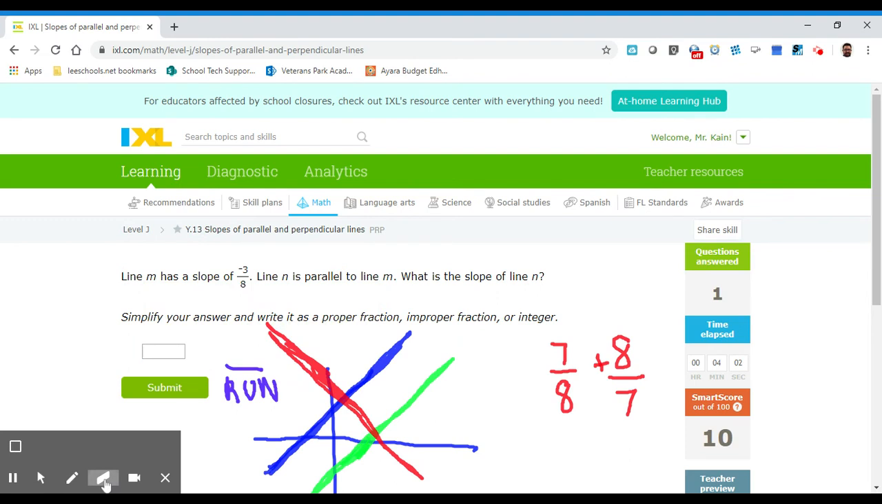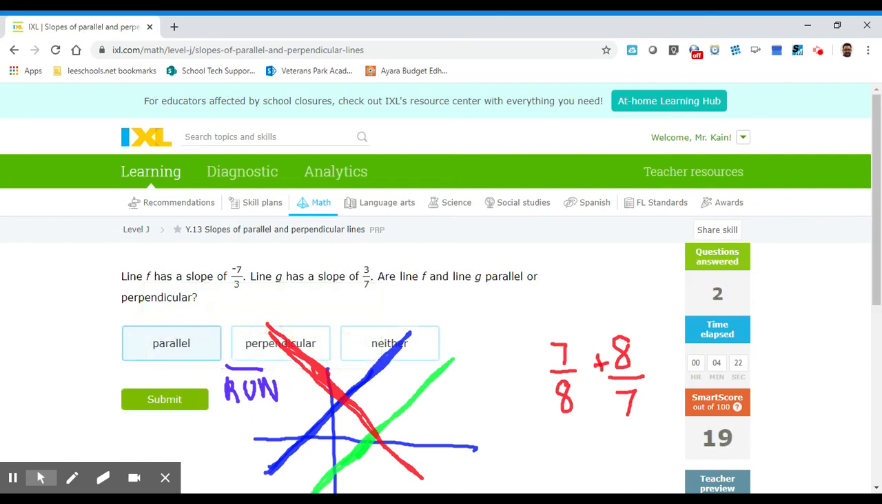So erase what we have here. We can keep it here, I guess. So question says, line M has a slope of -3/8 and it's parallel. If it's parallel, the slope is the same. So let's just go ahead and type in -3/8.